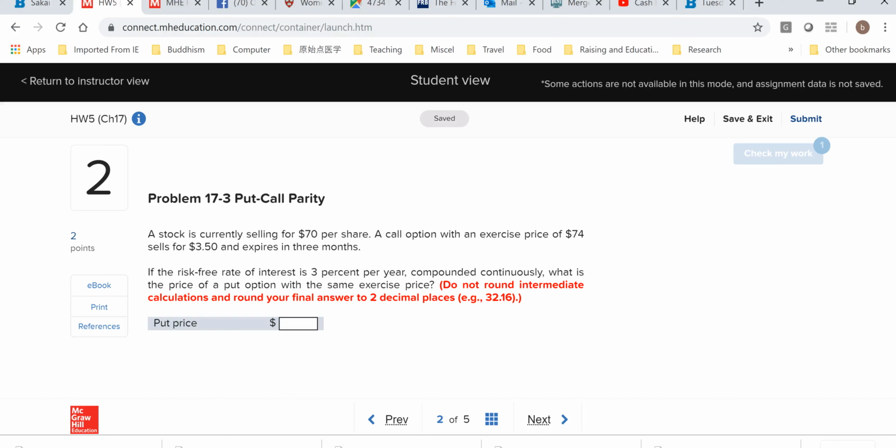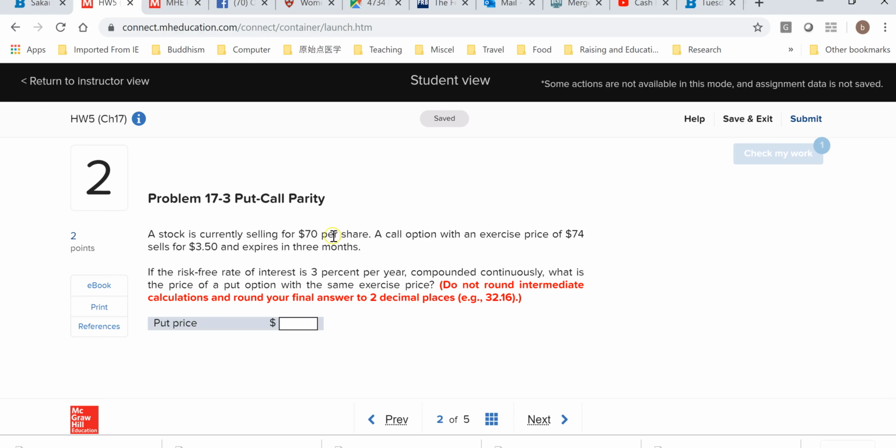This is question number 2 of homework 5, problem 7-3. Stock is currently selling for $70 per share. A call option with an exercise price of $74 sells for $3.50 and expires in 3 months. If the risk-free interest rate is 3% per year compounded continuously, what is the price of a put option with the same exercise price?